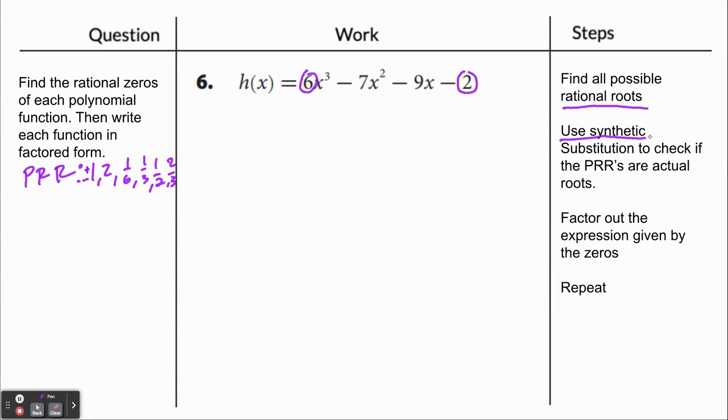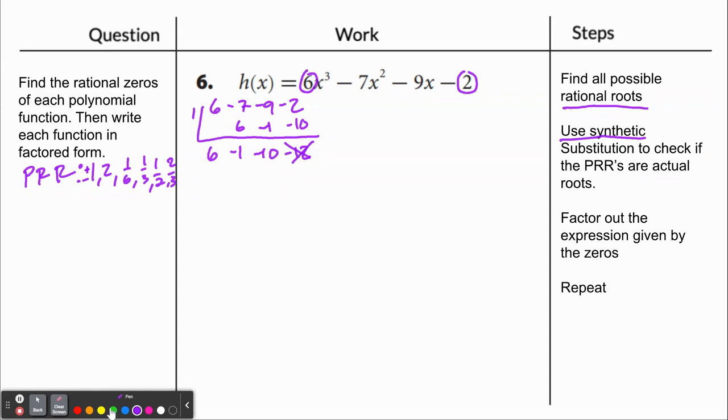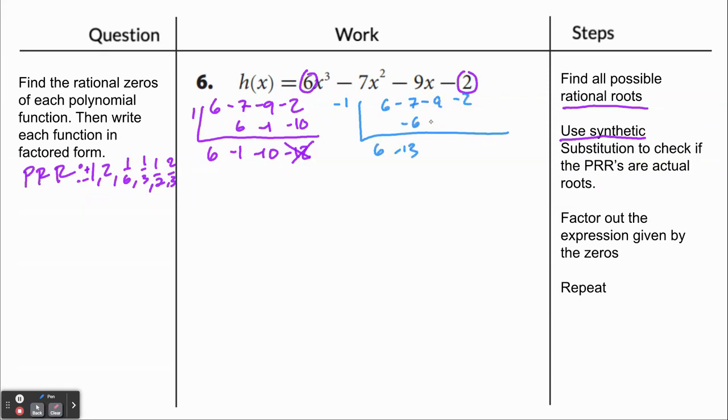Now using synthetic substitution to try and help us out here. So let's try positive 1 first. Okay, so it gives me negative 12, which is not a root. So let's try negative 1. So this one gives us negative 6, so also not a root. Let's go ahead and try positive 2.